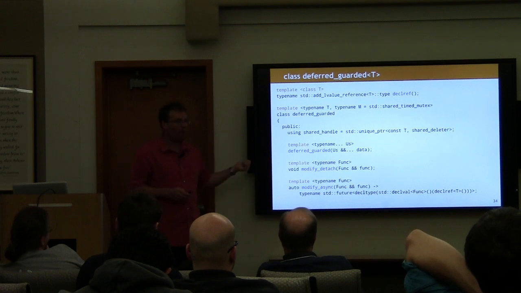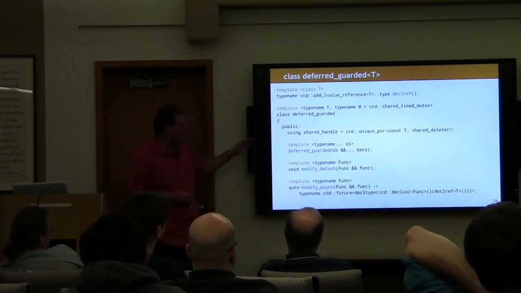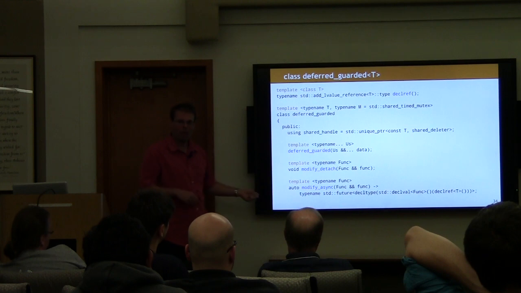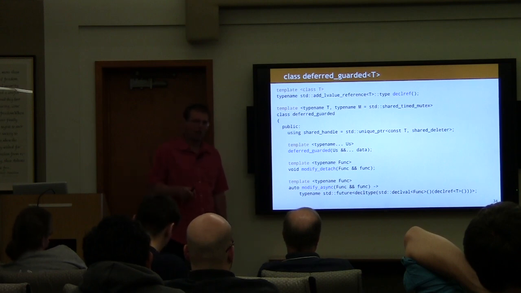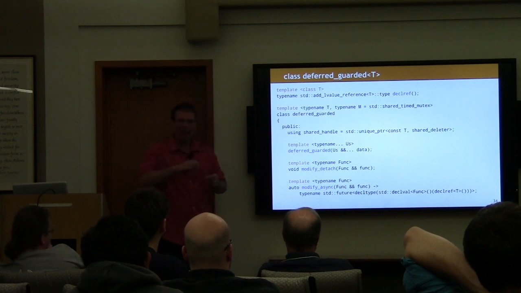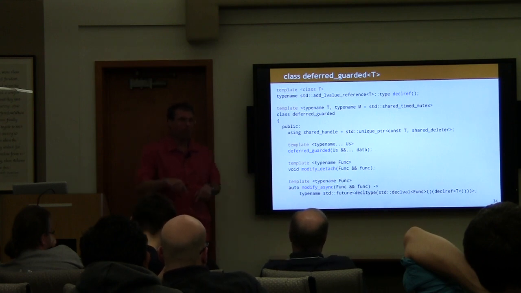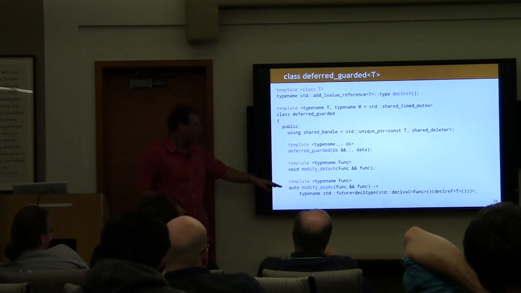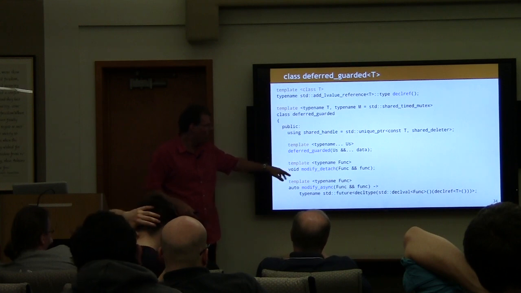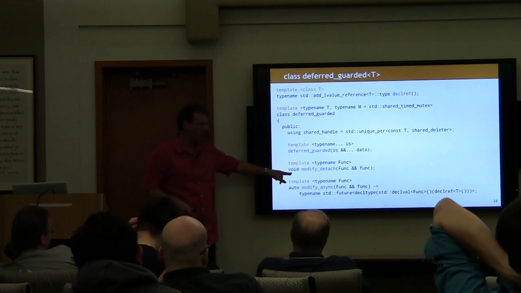So here, in deferred guarded, I've got the modification technique that I applied to ordered guarded, except there's now two kinds of modify, depending upon whether you want information back from the modification or not. You can do a modify detach, which says, this is a fire and forget operation. I want this mutation of the object to happen at some point later. Maybe not now. It may well be executed now, but it might not be. You get no information back from modify detach, returns void.